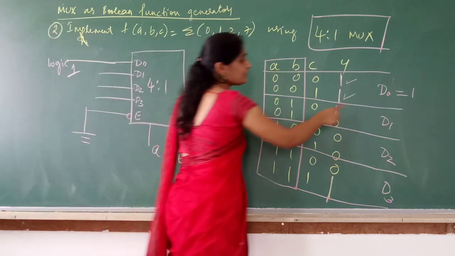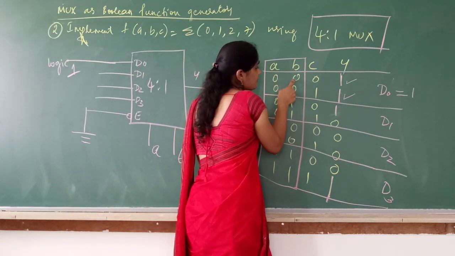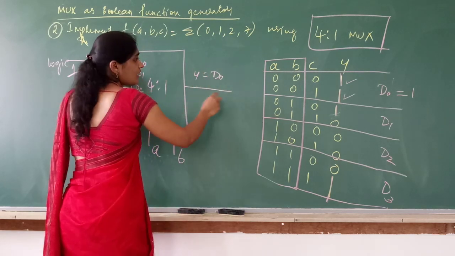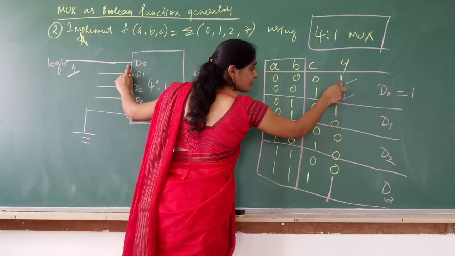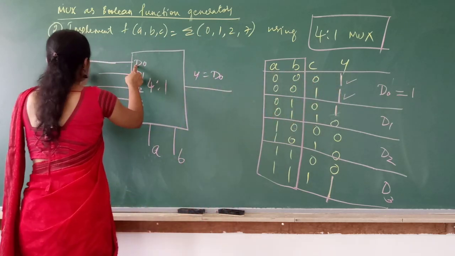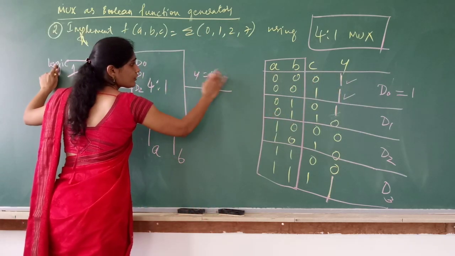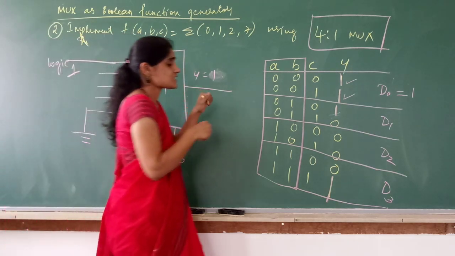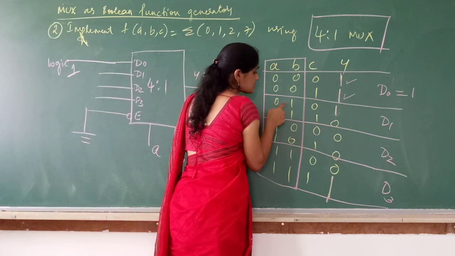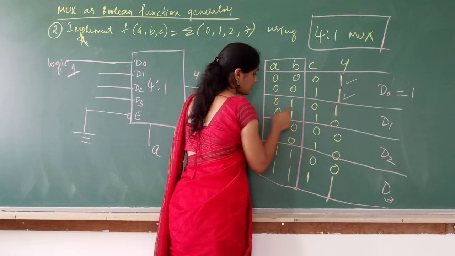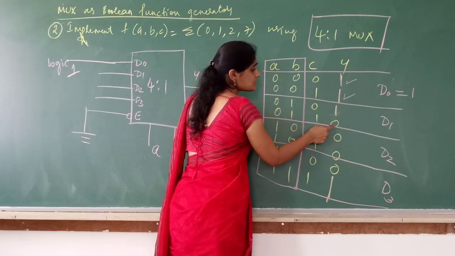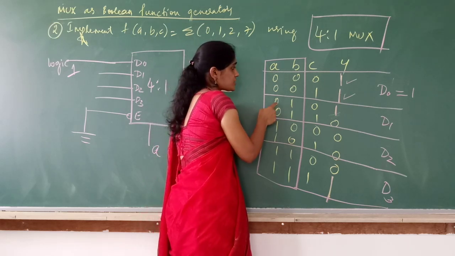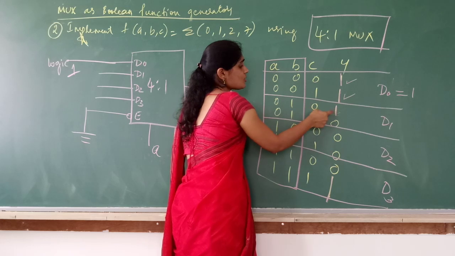Why have we connected D0 to logic 1? Because if AB is 0, 0, Y will be equal to D0, and for both combinations Y is 1. So connect D0 to 1 so that for both combinations you get Y as 1. Done? Next, when AB is 0, 1: in the first case Y is 1, in the second case Y is 0. So what to connect to D1? For the second condition, when AB is 0, 1, if C is 0, Y is 1.